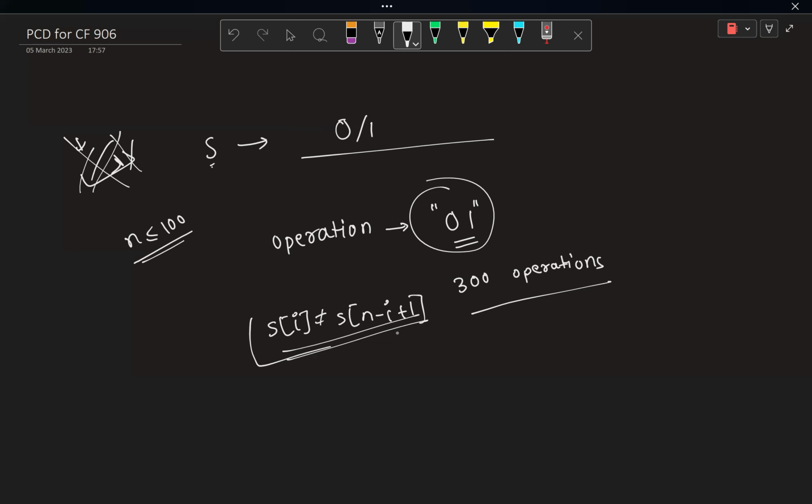Our motive is to make the string S such that the first element from the start should not be equal to the first element from the end. The second element should not be equal to the second from the last. The third should not be equal to the third from the last, and so on. This is what this relation says.